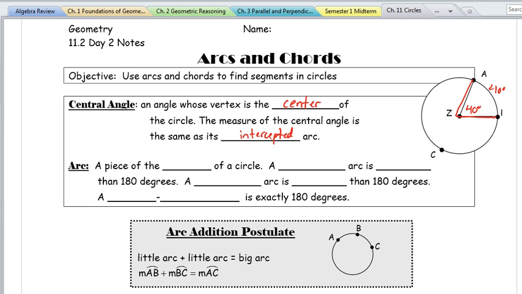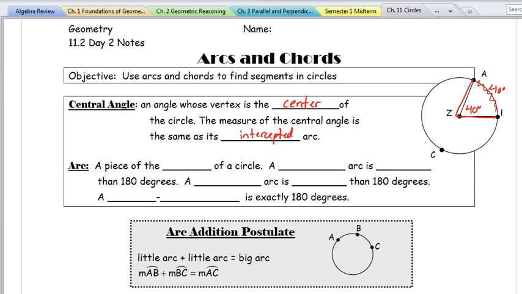Now, circles are always measured in degrees. There are 360 degrees in a circle. So those of you who watch X Games or maybe the Olympics, if you spin around one time, that's 360 degrees. If you spin around a half a turn, that's 180. So there's 360 degrees in every circle that we ever talk about. And so, again, if this central angle is 40 degrees, its intercepted arc right here is going to be 40 degrees as well. It's the same.